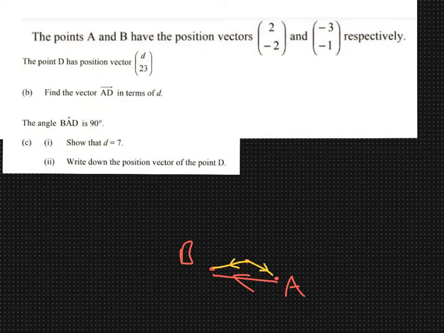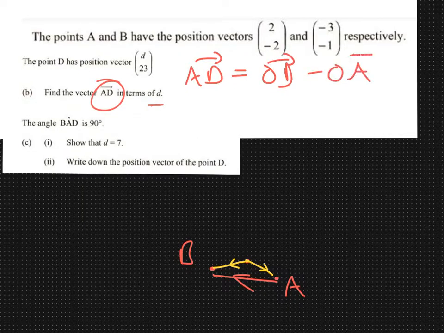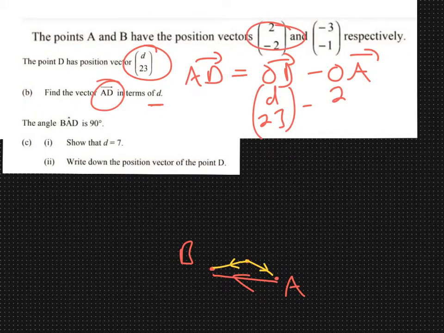In part B, we're asked to find the vector AD in terms of D, and we are provided with the position vector in terms of D here. So similarly, we can express vector AD as vector OD minus vector OA. Now we've got vector OD in terms of D here, so that's going to be (D, 23) minus vector OA, which is this one here. If we subtract them, we're going to end up with an algebraic expression, which is going to be (D - 2, 25).